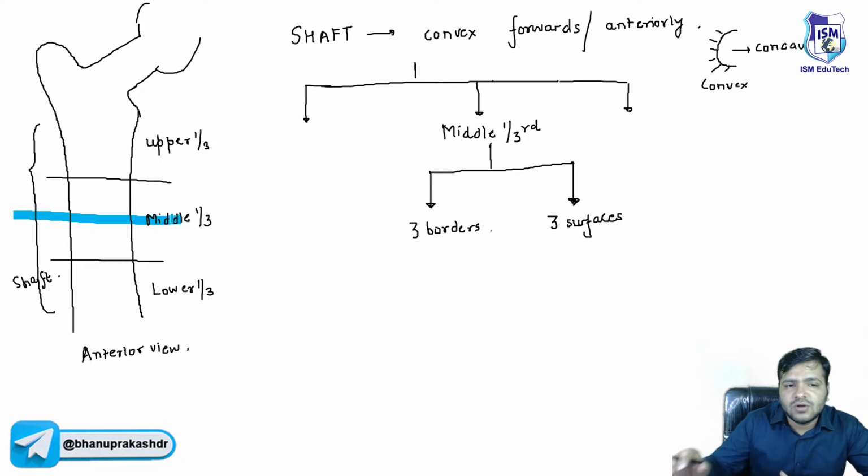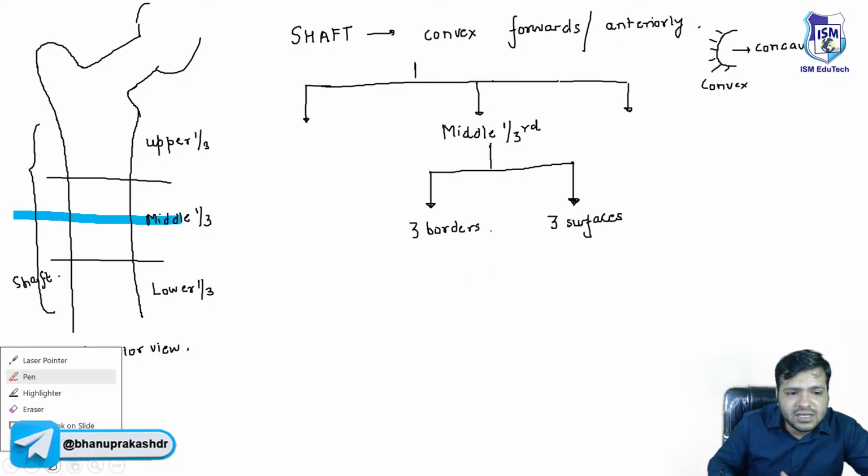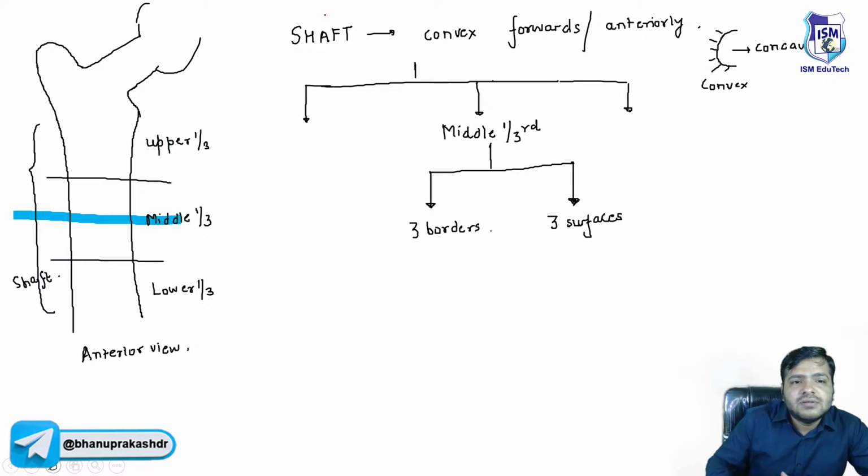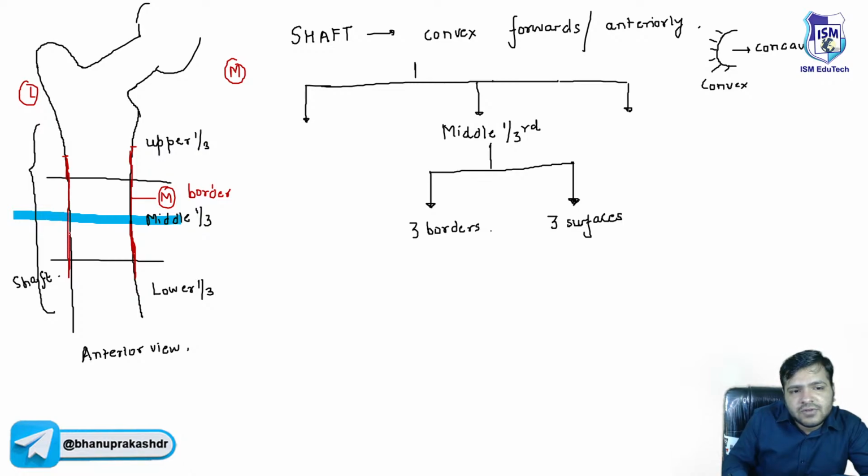If I just try to cut this from the middle, what I will see, beta, you are very well aware that we have 3 borders. Remember, this is the medial side, this is the lateral side. So one border is called the medial border, that is common to everyone. This is the medial border. This one, towards the lateral side, will be the lateral border.